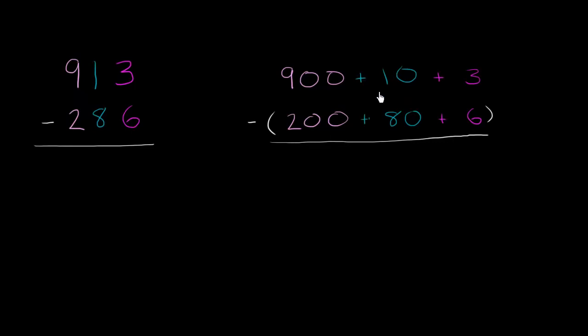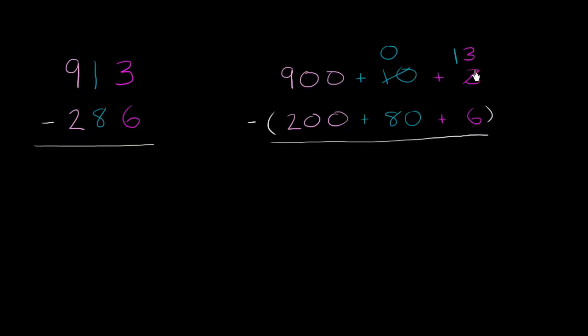We're going to take value from one place and give it to another. So let's say this scenario right over here, where we have this 3, and we want to take some value from one of the other places. Well, I could take 10 from the tens place, so then this is going to become 0. And if I give that 10 to the ones place, 10 plus 3 is 13. Notice, I haven't changed the value. 900 plus 0 plus 13 is still 913. Now this solved the problem for the ones place.